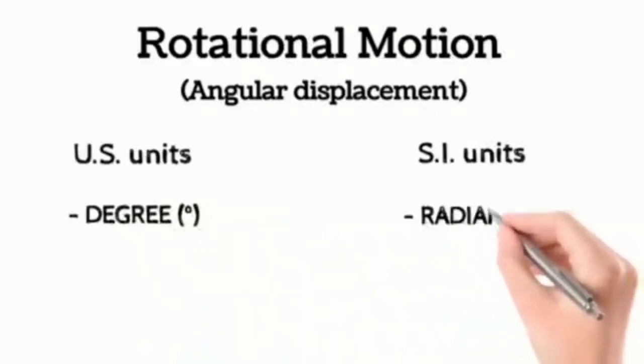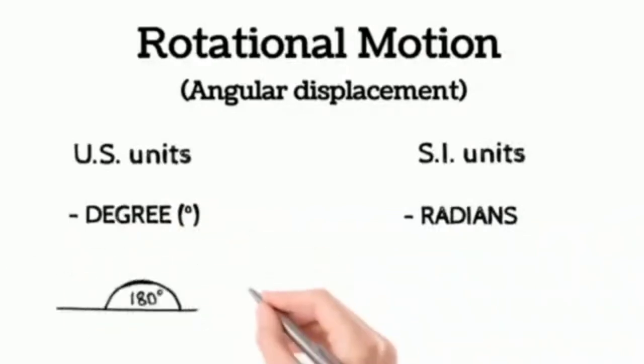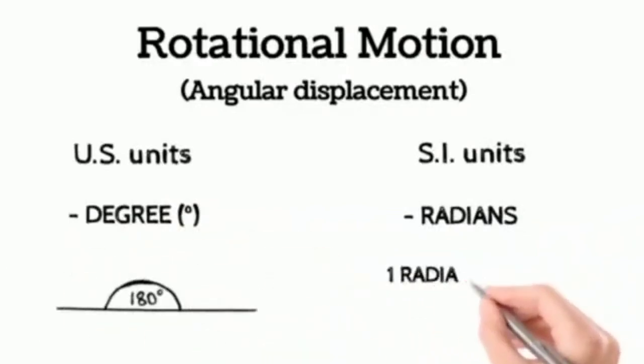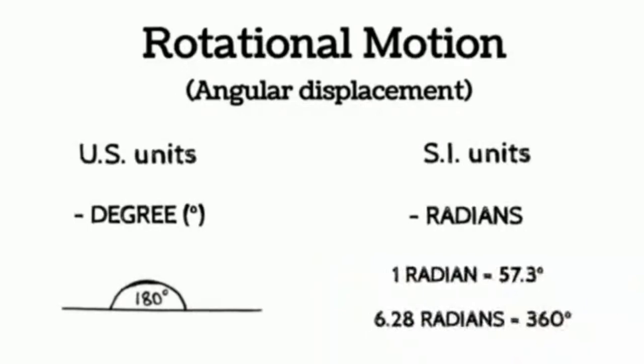If we have a complete circle, that is a fully completed circle, we can say 360 degrees. If it is a half circle, we can say 180 degrees, like that. In radians, 1 radian equals 57.3 degrees. That means 6.28 radians equals 360 degrees.